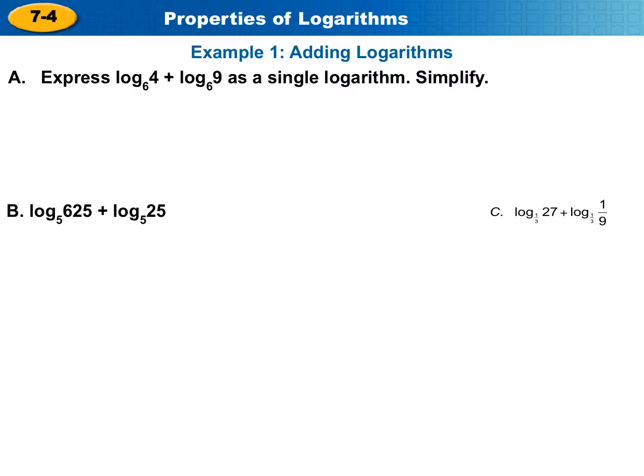Okay, so the first example here, the bases are the same. We are adding, so when we multiply like bases, we add the exponents, so we're working the other way. 9 times 4 is 36. And what would you have to raise 6 to get to 36? That would be 2. So this simplifies down to 2.